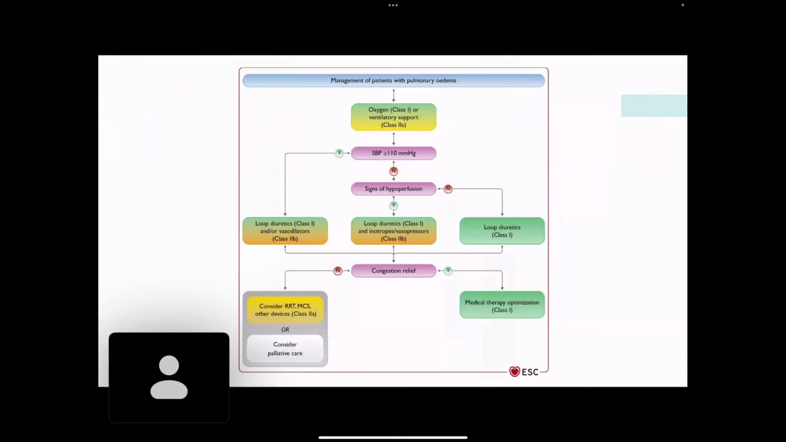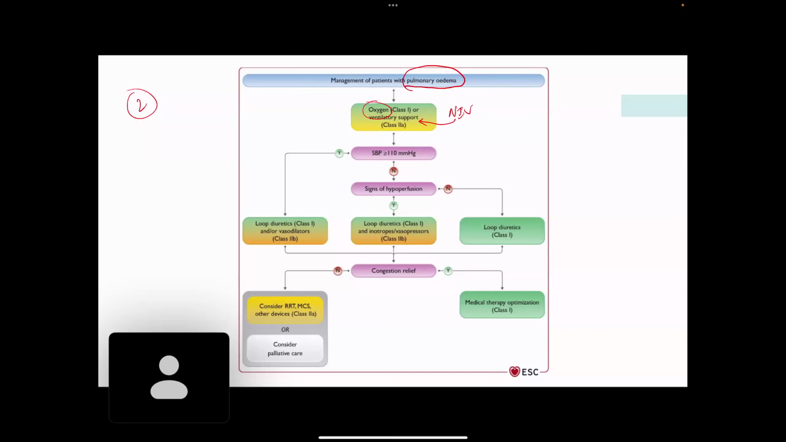Now let us look at the second group, that is the acute pulmonary edema group. Suppose the patient comes to you, you find that this patient is having pulmonary congestion, there are bilateral crepitations on auscultation, and you know that the patient is in pulmonary edema. So first thing, start this patient on oxygen, or you can put this patient on non-invasive ventilation, that is your BiPAP or CPAP. If the patient tolerates, well and good, otherwise you should be ready to intubate and put the patient on ventilator support. That is the first thing, airway.